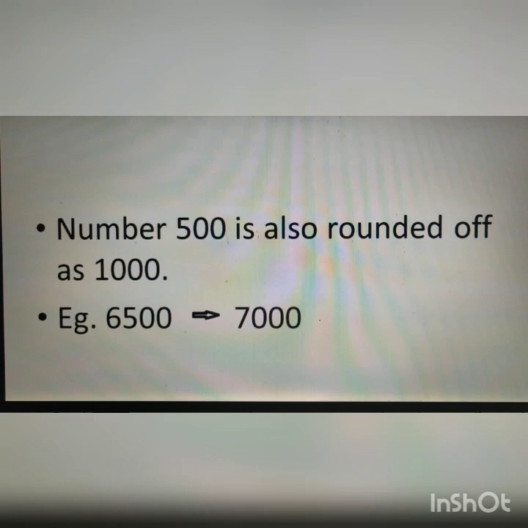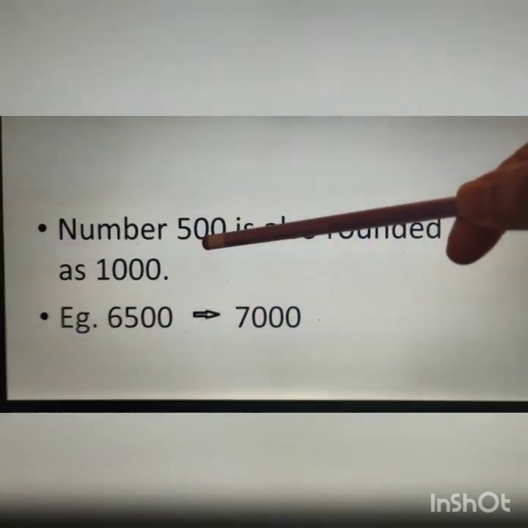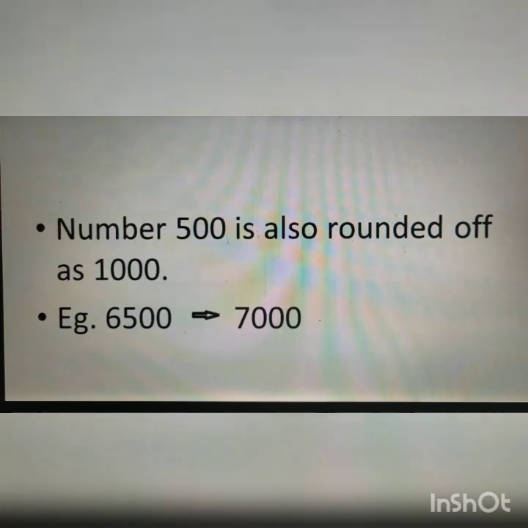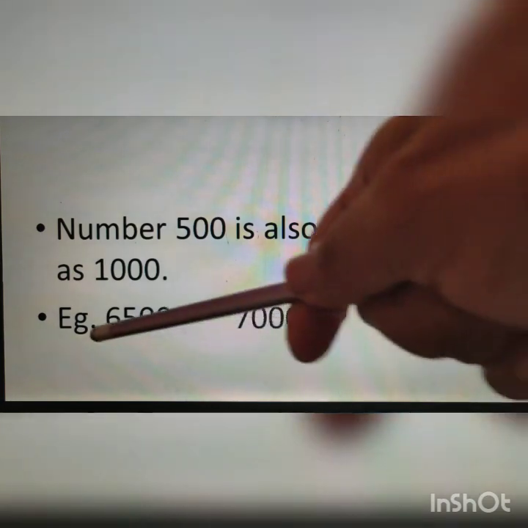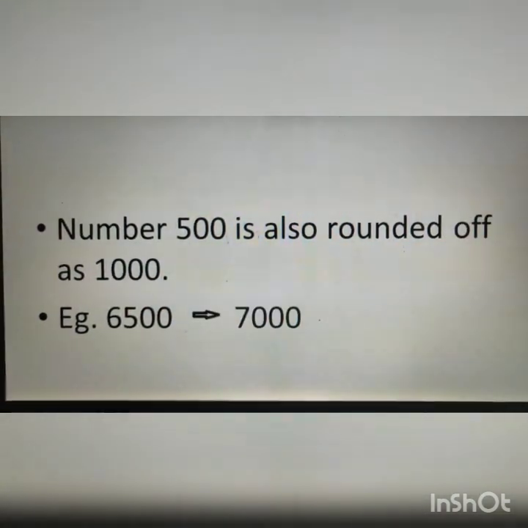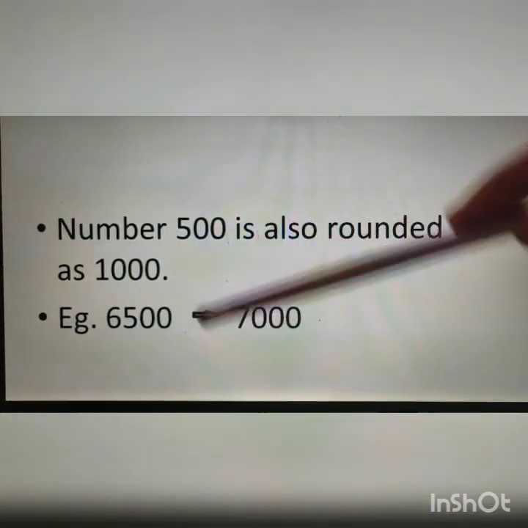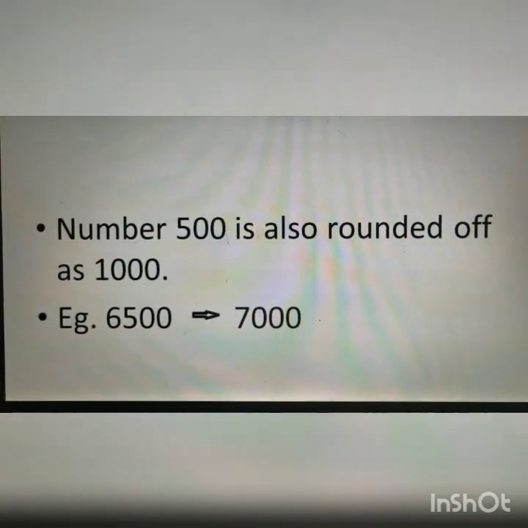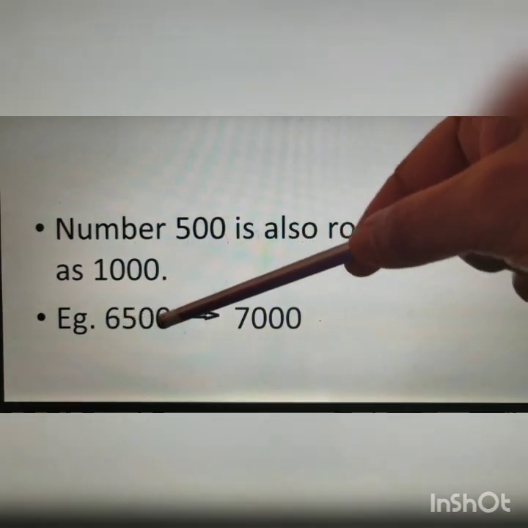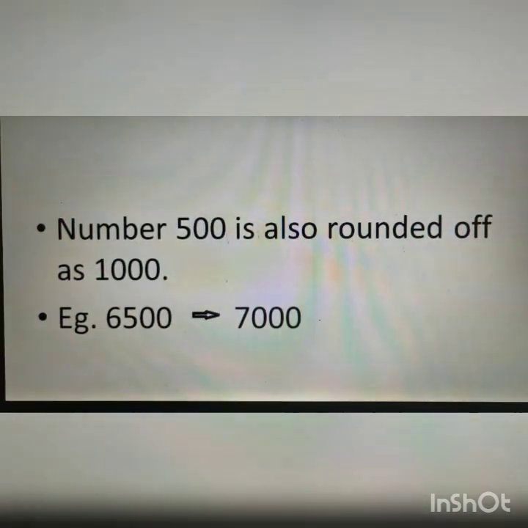While rounding off to the nearest 1000, if the last three digits are 500, it will be rounded off to 1000. For example, 6500. Here the last three digits are 500, so it will be rounded off to the nearest 1000, and the nearest 1000 of 6500 is 7000.